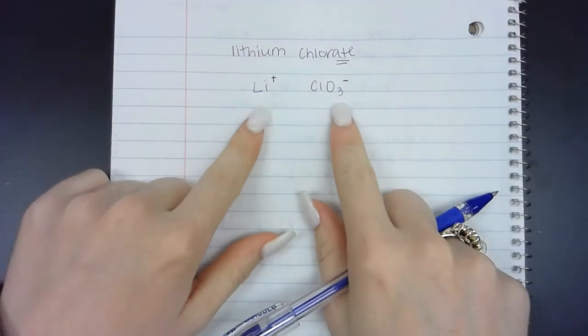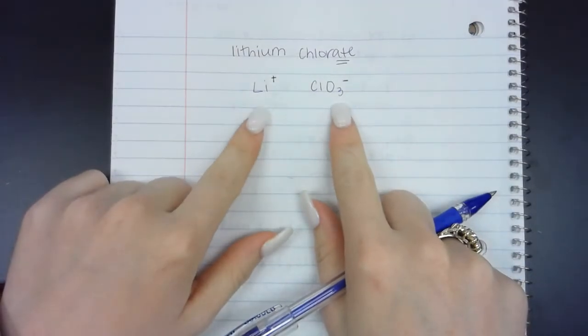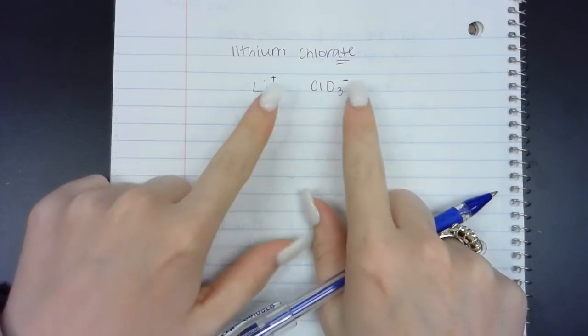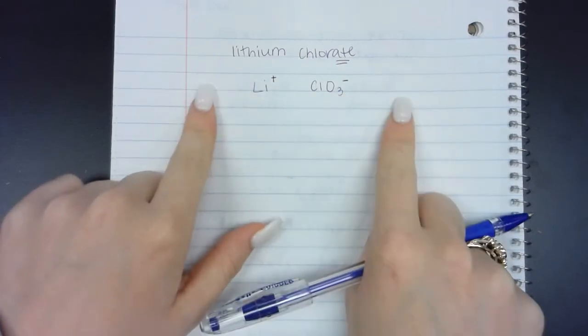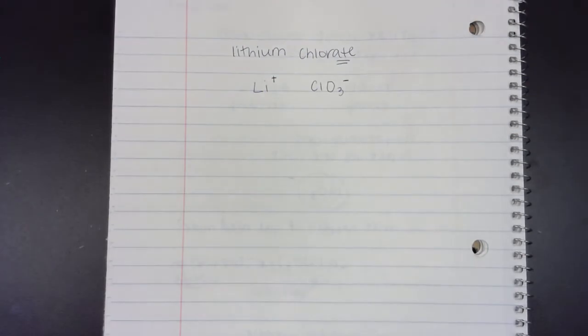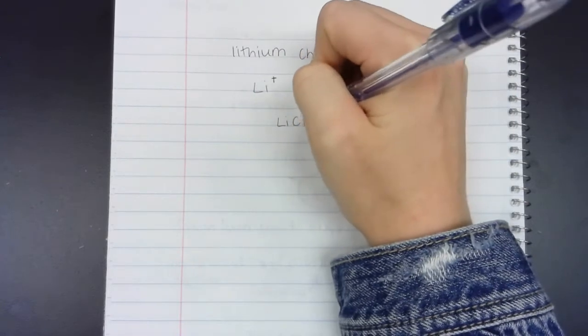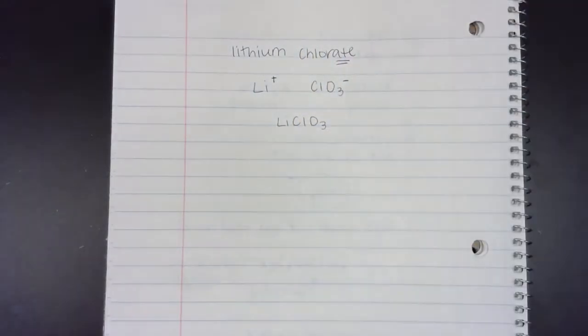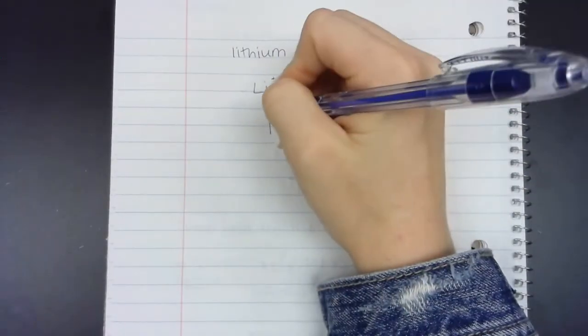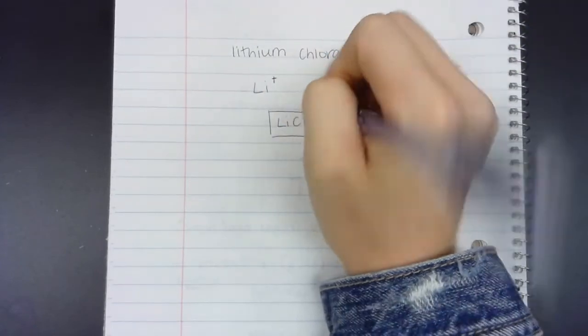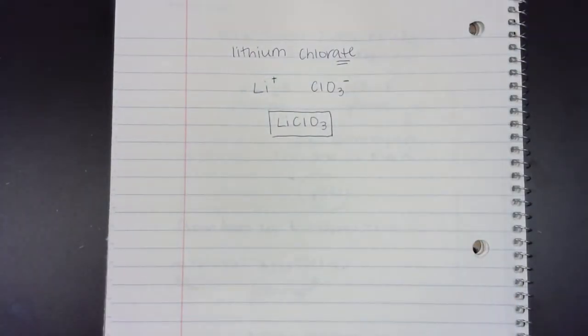Do I need to do anything to make the charges cancel? No, because they already cancel, right? +1 and a -1 are going to cancel. So I can just write my formula, right? Okay, so I'm just going to write LiClO3. And remember, when you write your formulas, you don't write the charges in there. It should just be letters and numbers.